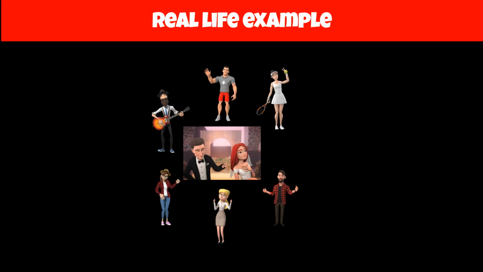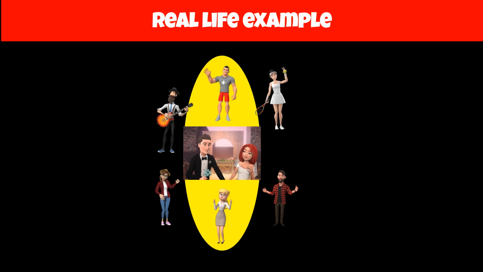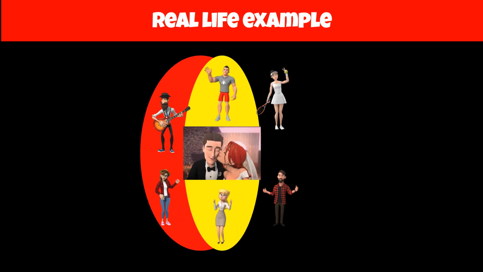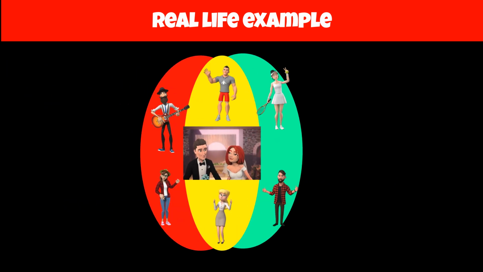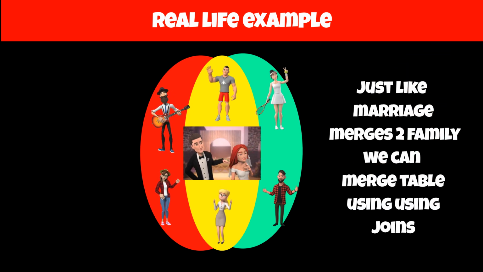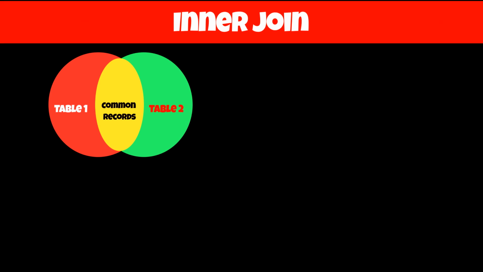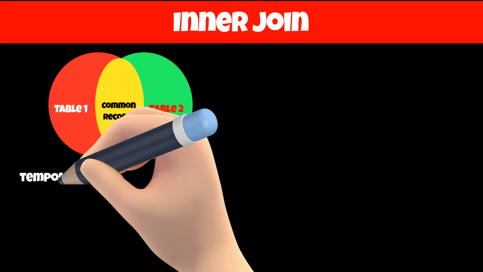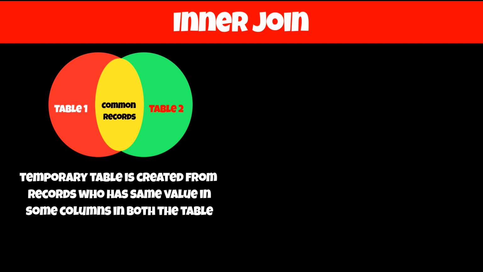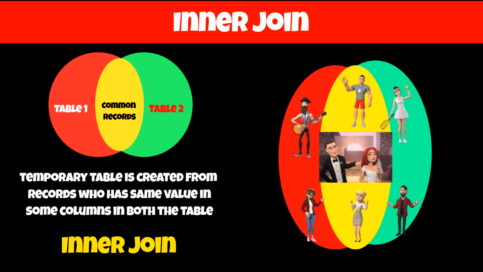Consider Ross and Rachel are getting married, so many people are attending their wedding, out of which a few are common friends of Rachel and Ross, some people only know Ross and some are friends with only Rachel. Just like Ross and Rachel merging their lives, we can merge tables in SQL using joins. The rows with a common field or common values in both tables are considered for creating the new temporary table. This type of join, where only mutual records, that is records common in both tables, are considered, is called an inner join. So it's like getting mutual friends of Ross and Rachel.